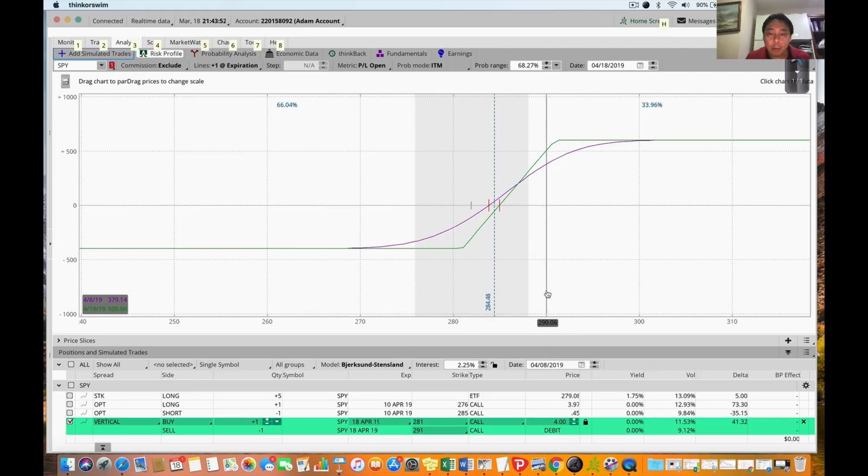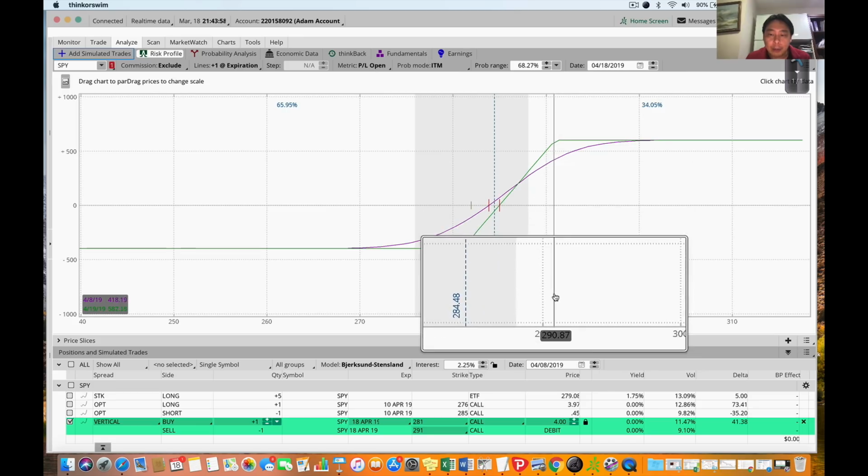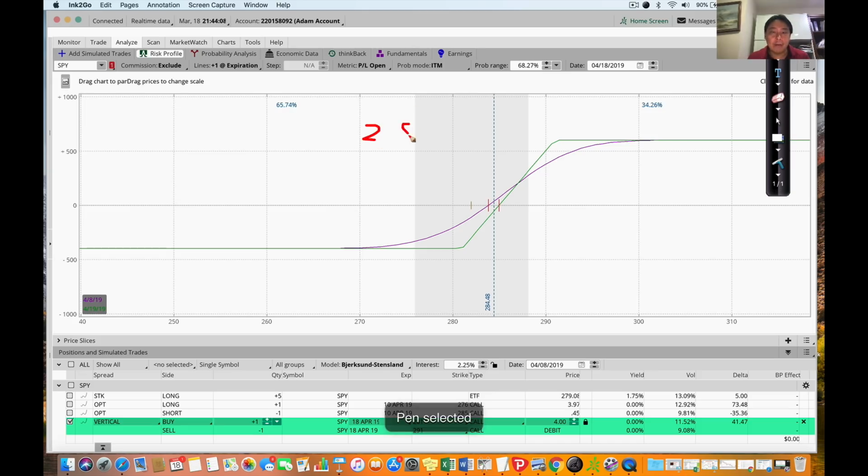Now it goes to 291. How much do I make? Again, take a look at the box on the left. I make 427. So in this case, I'm risking 287 to make 427. That's my risk to return ratio for this trade.